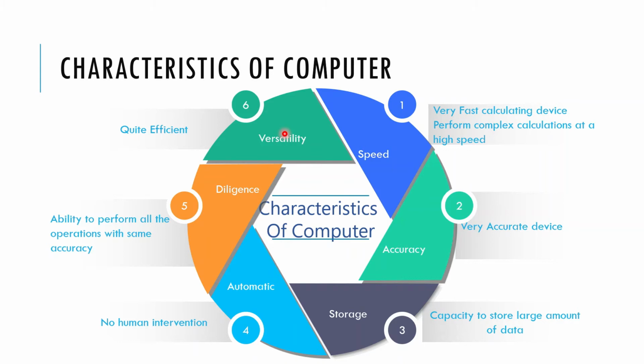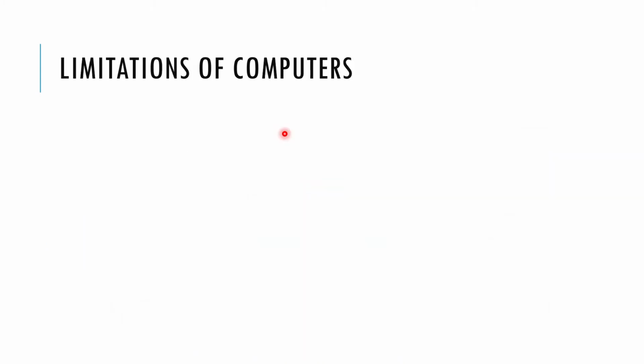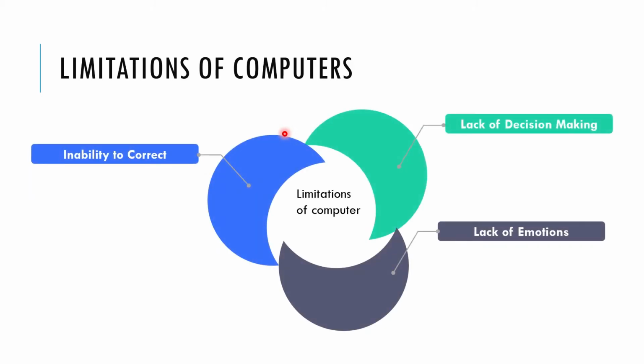Now let us discuss some of the limitations of computer. The first one is lack of decision making. Computer cannot take any decision on its own. It has to be instructed at each and every step. If something unexpected happens, then it will either produce the incorrect result or will not complete the task.